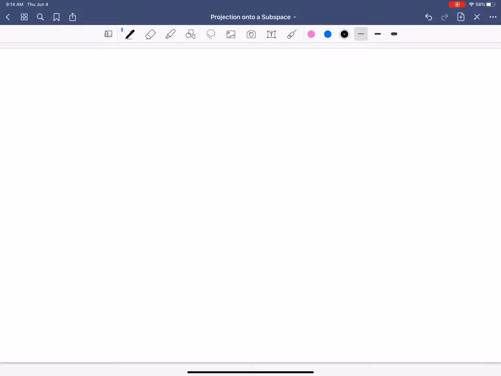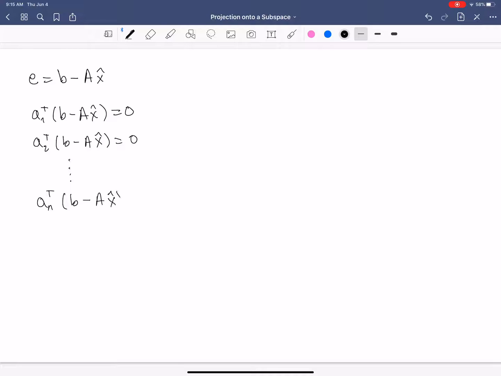So we have the following: that the error term is B minus the projection, which is actually A times x hat. And we know that every column of A is orthogonal to this vector. So that means that A1 transpose times B minus A x hat must be 0. So this vector E is orthogonal to the first column of A. It is also orthogonal to the second column of A, all the way to the nth one.